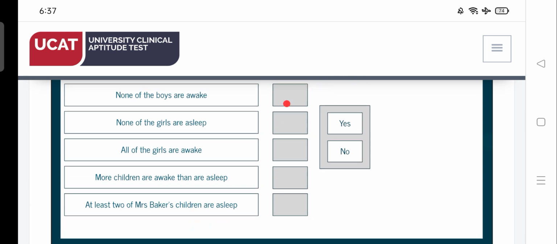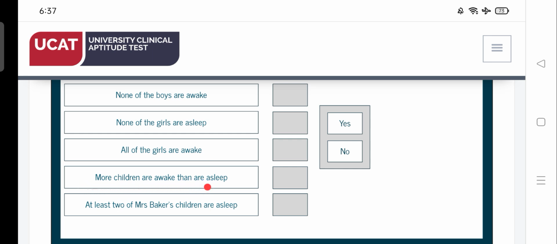Okay, so here we have the first conclusion, which is none of the boys are awake. It means all of the boys are asleep. That's why it's right, because they told us this in that information. Next one is none of the girls are asleep. We cannot say that it's true because they didn't provide any information on that point. All of the girls are awake. Again, the same thing, no information about any girl.